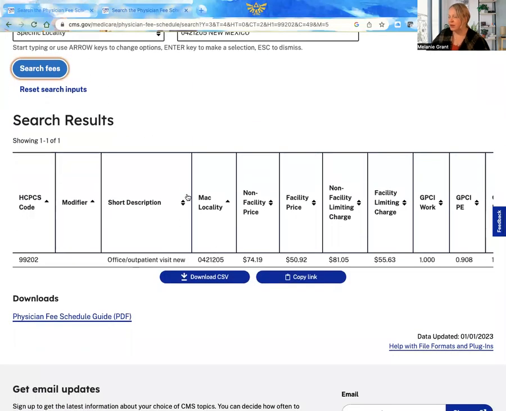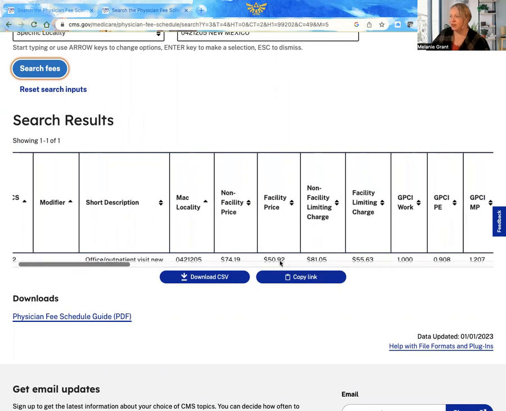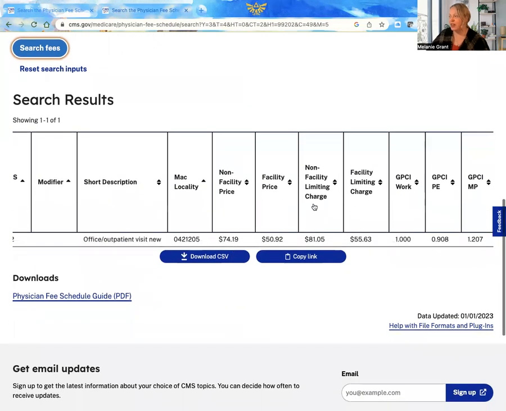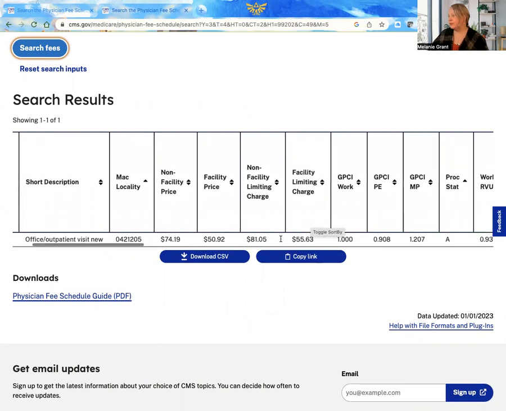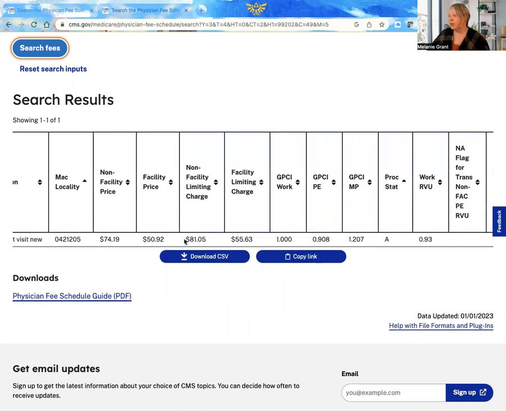We can see here the Medicare locality is listed with the non-facility and facility prices. These are different depending on where you're billing from. So as you're determining if you're considered a facility or non-facility, that will apply to all of your coding. Limiting charges simply means that I can't go over that amount and expect reimbursement, but I can go higher if it's deemed necessary and significant services are performed.